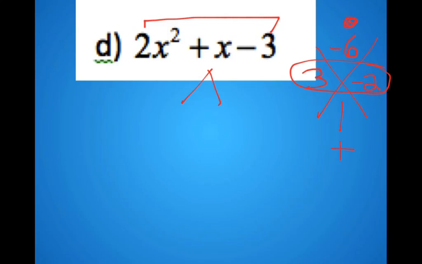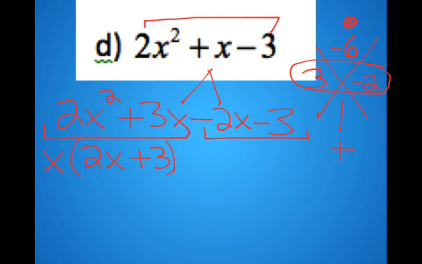And then we would rewrite the middle term using those two numbers. So that would be 2x squared plus 3x minus 2x and then minus 3. So then the first two terms, we would see what they have in common. So it looks like they just have an x in common. So then that would leave us with 2x plus 3.